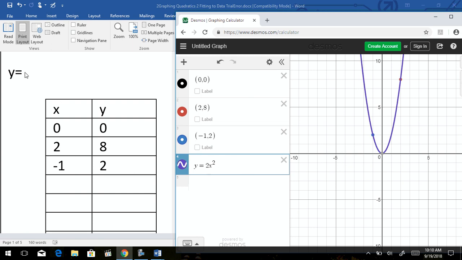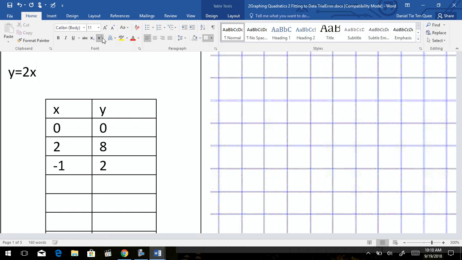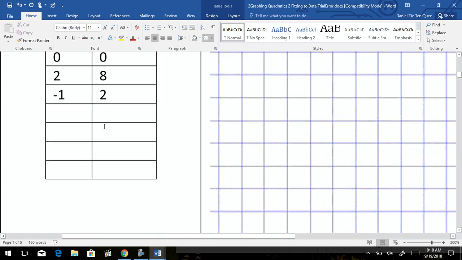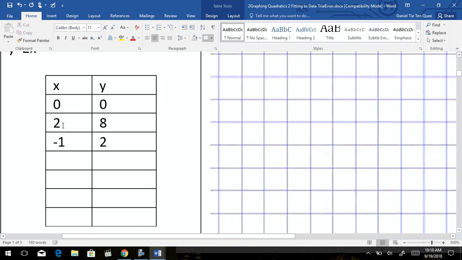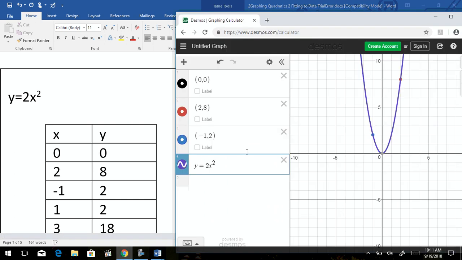So on your worksheet, just write this in the equation up top: y equals 2x squared. And then you can fill in some more points. So I've got 0, 2, negative 1. I could put in maybe a 1 and a 3. 1 squared is 1 times 2 is 2. 3 squared is 9 times 2 is 18. So that gives me a few more points. And then you can draw your graph on here. I'm going to go over one more example.